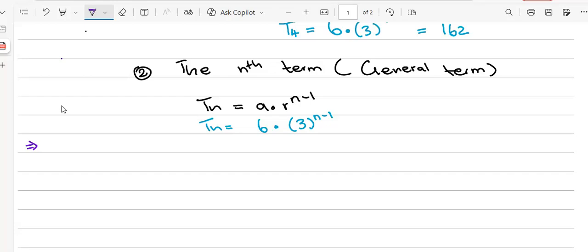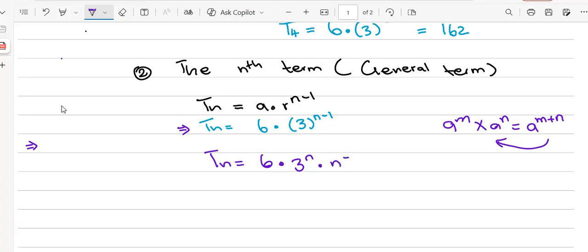Let me show you how I can play around with this general term and put it in another form using the laws of exponents. Remember that the laws of exponents say that if we are multiplying the same base, we add the exponents. I'm going to take this law and reverse it. So I can write my Tn as 6 multiplied by 3 to the power n times 3 to the power minus 1. So what I did is reverse that law of exponents.